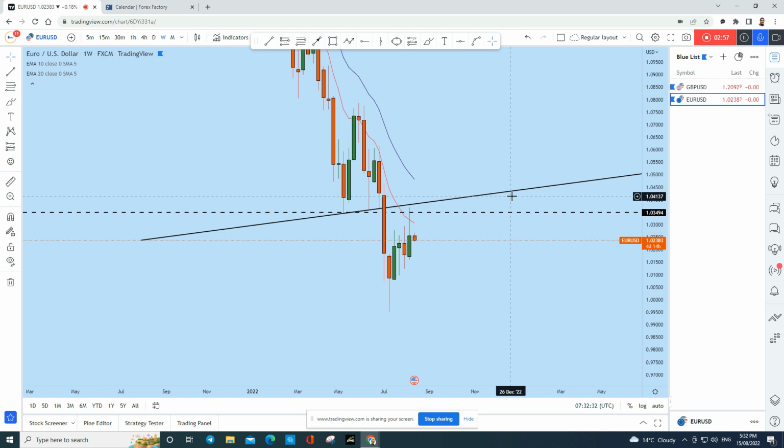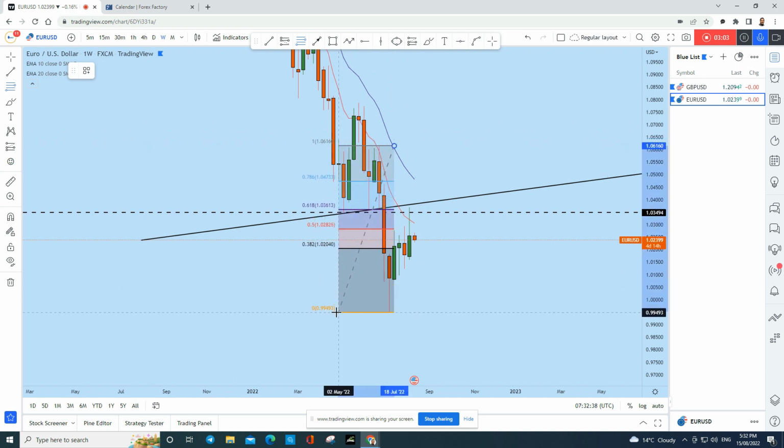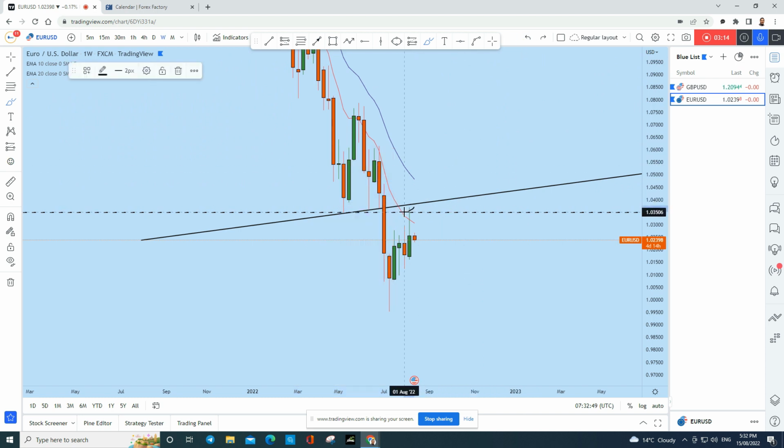At the same time, if we take our Fibonacci for this weekly move, from the high, this is the starting of the move to the end of the move, we see the price is also aligning with the 61.8% Fibonacci exactly from this level. We have seen the price has been rejected, meaning that we can now expect Euro Dollar to continue to drop on the weekly perspective to create a new lower low.